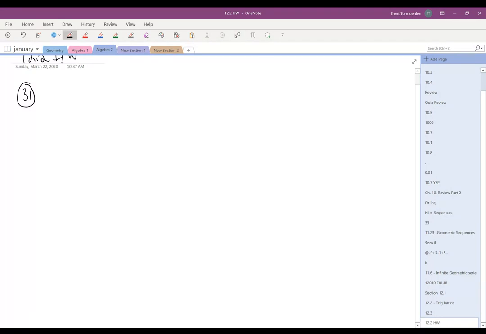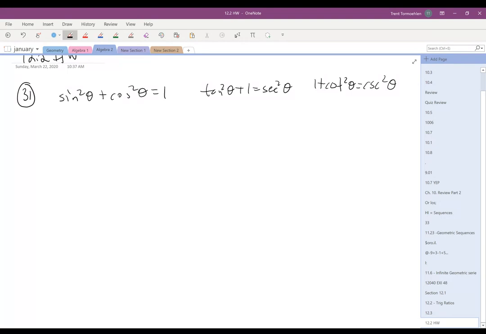And so they give them to you and they say that you've got sine squared of theta plus cosine squared theta equals 1, and then tangent squared of theta plus 1 equals secant squared of theta, and then 1 plus cotangent squared of theta equals cosecant squared of theta. So there's really two important parts for understanding this problem. The first is making sure that you understand why these identities are true and where these identities come from, the most basic one.